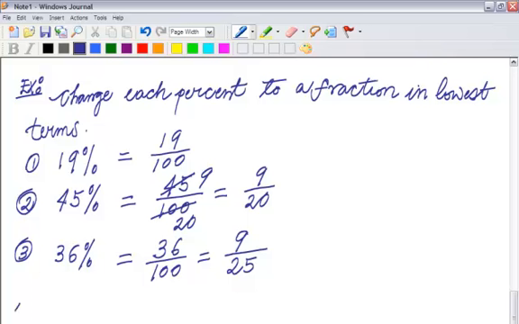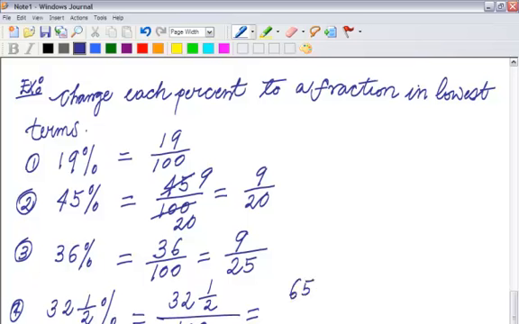Okay, let's do one last one. What if I have 32.5%? Note that this is a mixed fraction, right? Well, it's still the same as 32.5 divided by 100. The mixed fraction, we can make it a fraction. That is 65 divided by 2, and the whole thing over 100. Now 100, you should view as 100 over 1. So this is 65 divided by 2 multiplied by 1 over 100.